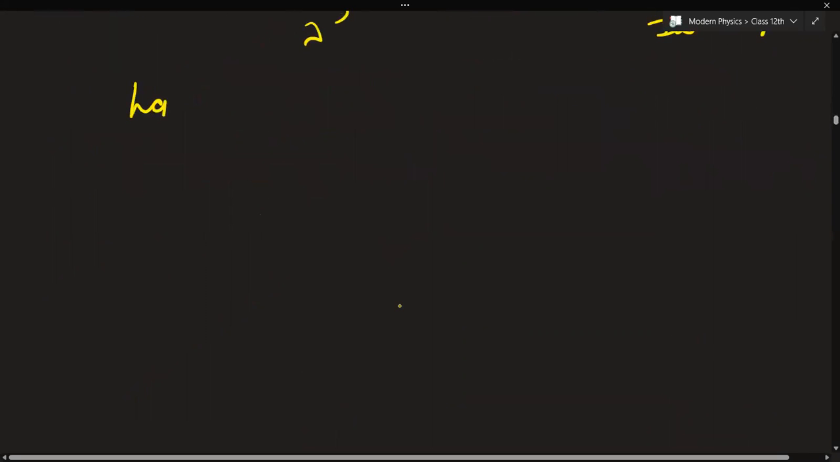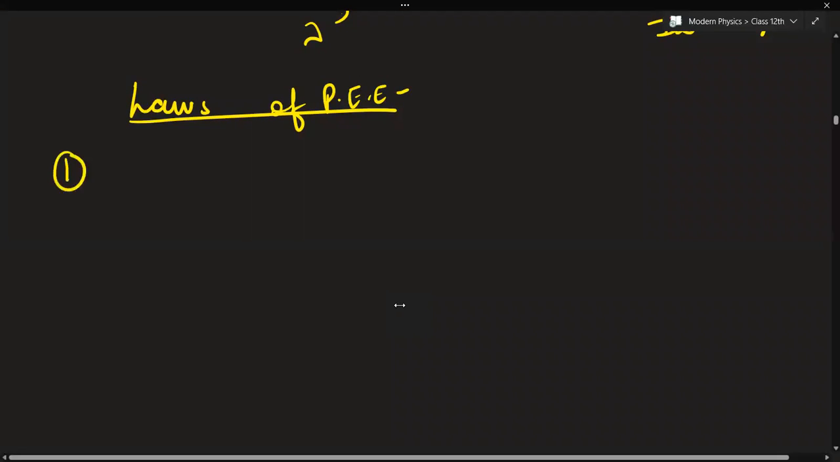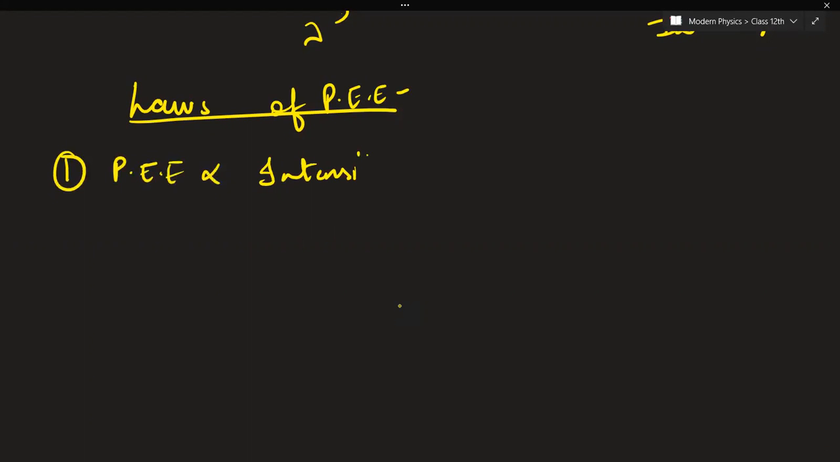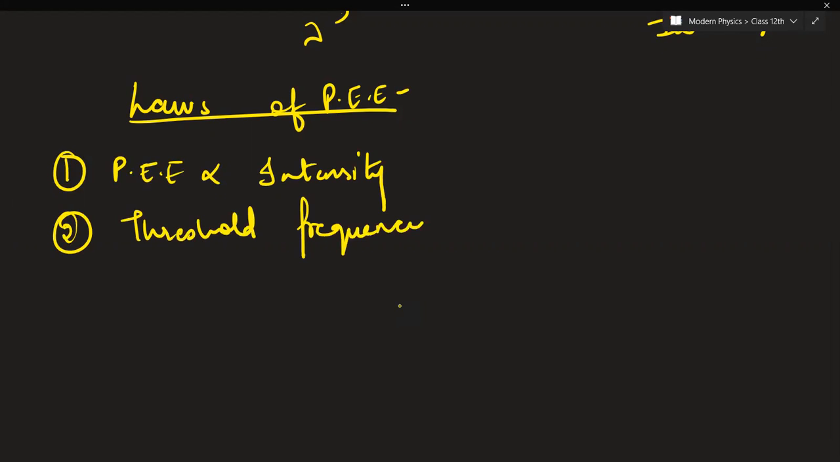But if you are separately asked on the laws of photoelectric emission, some things you have to keep in mind, like you have to first tell the definition. And the first point of the laws of photoelectric emission is the same thing, that photoelectric emission is directly proportional to the intensity. This is the first point. The second point is regarding the threshold frequency, that a minimum value of threshold frequency is required for photoelectric emission to occur, the definition that we have written.